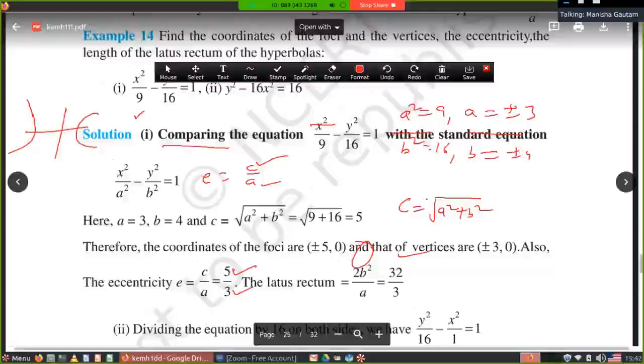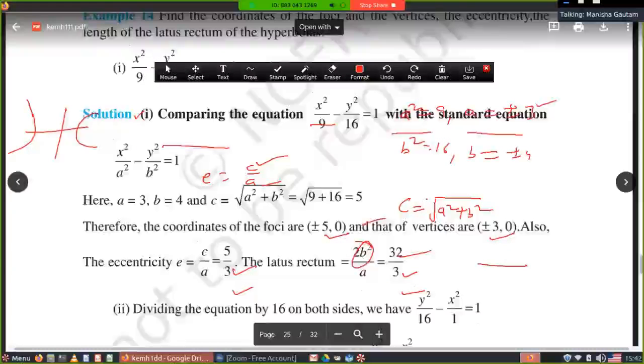Length of latus rectum, 32 by 3. Put the value of B square. B square is here 16. 16 into 2, 32 by 3. And foci plus minus C, comma 0. C is 5. And vertices plus minus A, comma 0. A is this one. So all these answers are the required answers.